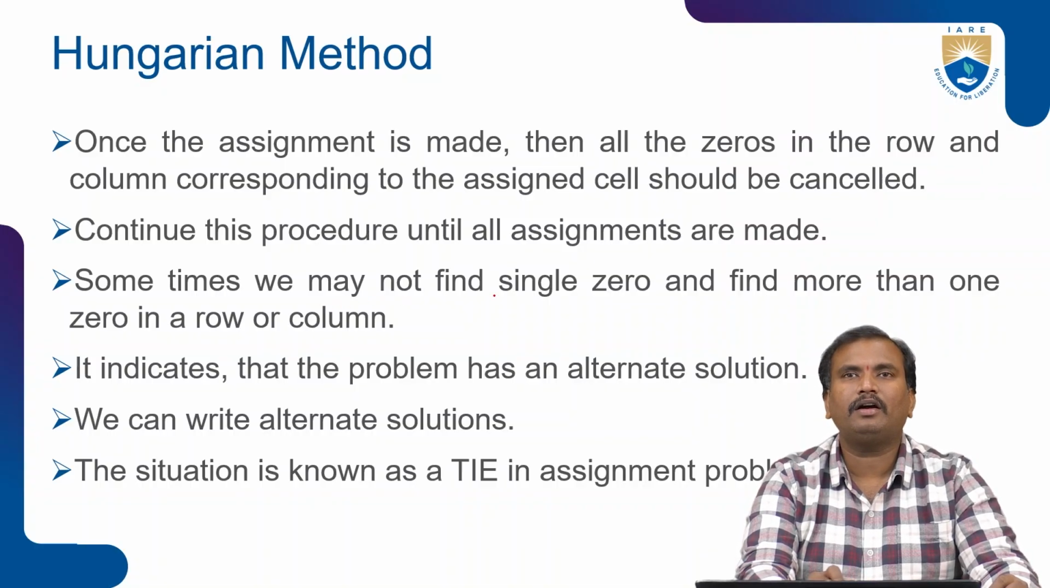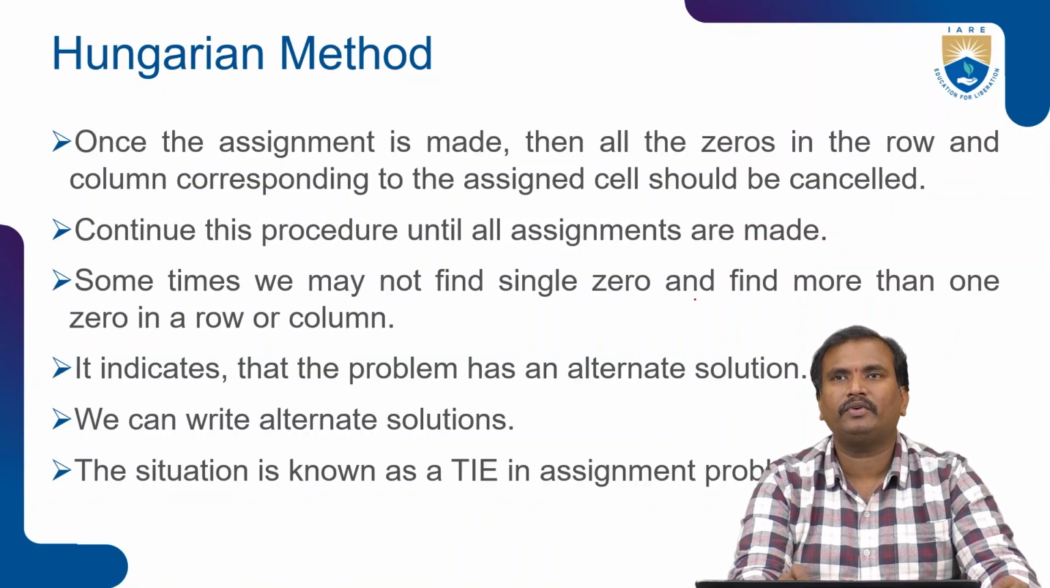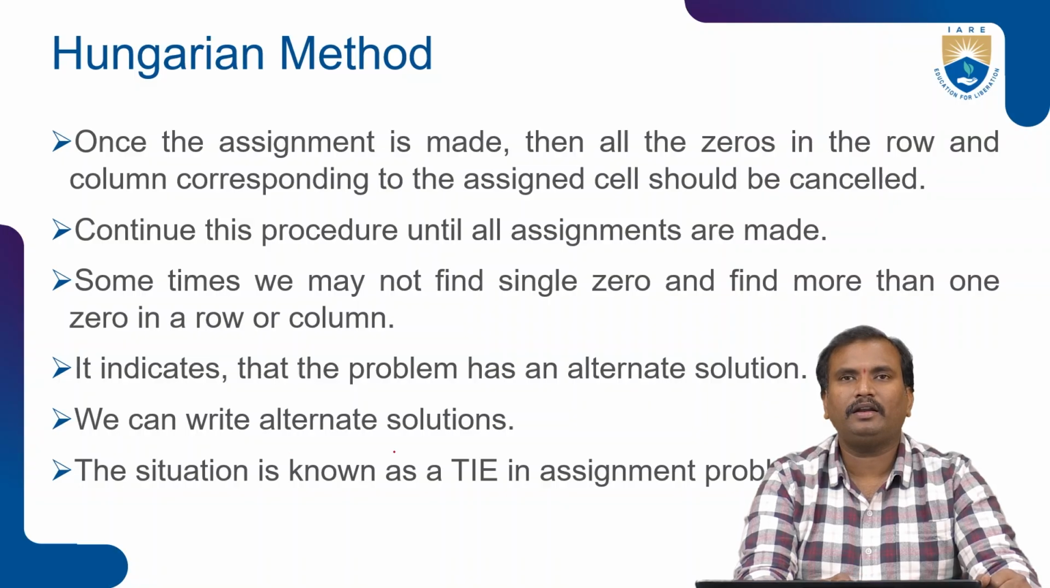Sometimes we may not find a single zero and find more than one zero in a row or column. Whenever we have two zeros in a row or column, it indicates that the problem has an alternate solution. We can choose any of them and write the alternate solution.